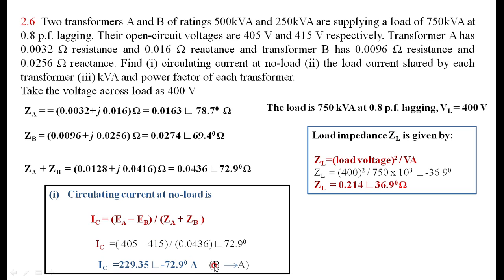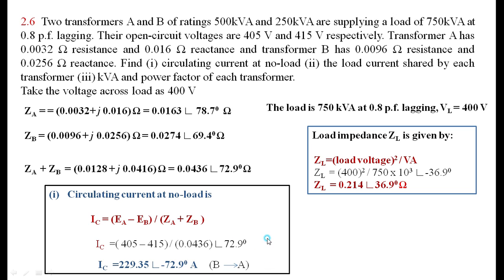Therefore, the current will flow from B to A. This is how we have to calculate the circulating current. The only thing is listing out the data and properly calculating the value of ZL, if the load is given. Okay. Now, the next thing he is asking is the load current shared by each transformer.